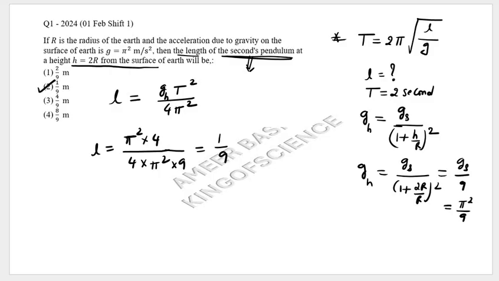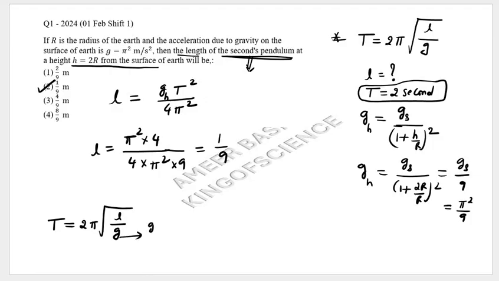A seconds pendulum means one whose time period is 2 seconds. So this is direct formula based. If you know the formula, you can solve this question. The time period of a simple pendulum, the standard formula, is 2 pi times root L divided by g. Remember this formula, because based on this, questions can be framed with variation of g. So g can vary.